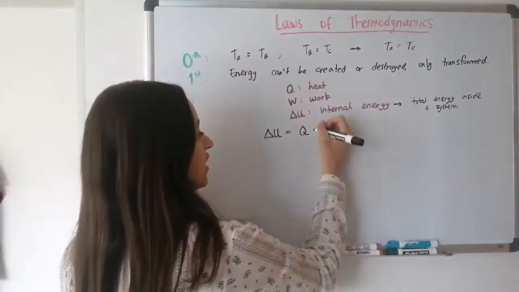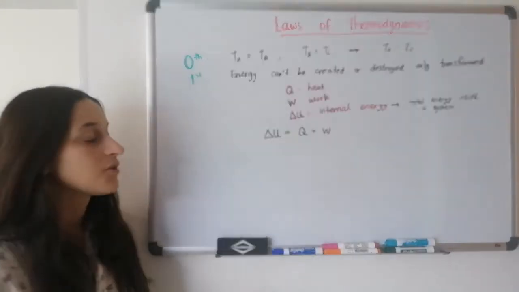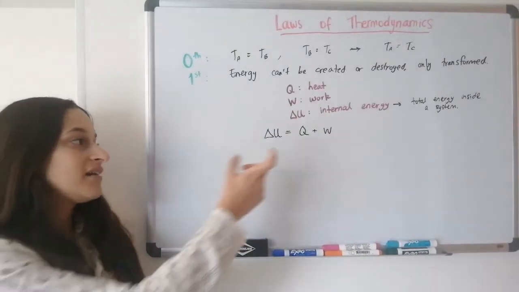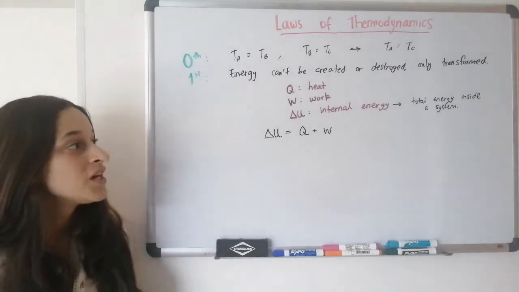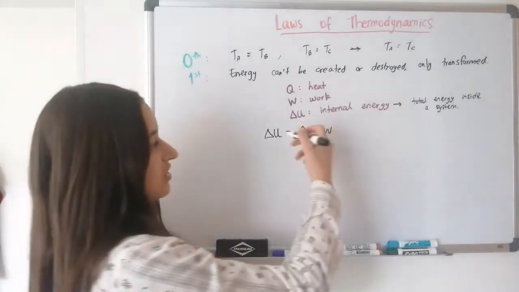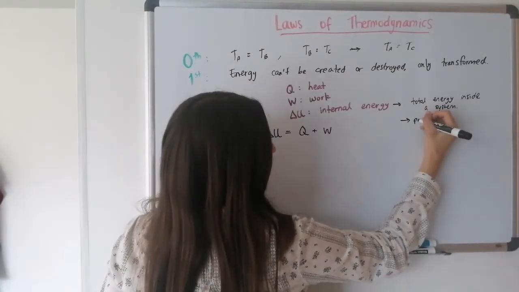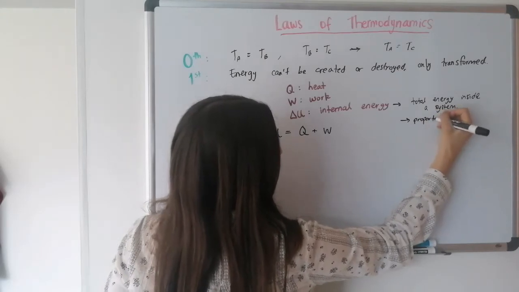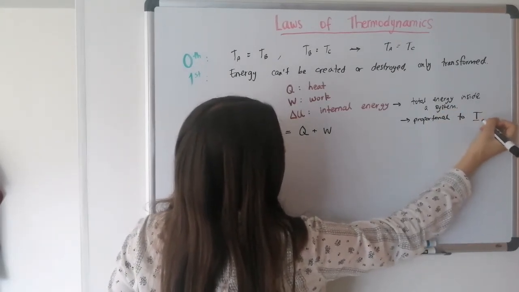So if we add the work that we do on it plus the heat that we put into it, that amount is what is going to change the internal energy. So internal energy in thermodynamics is proportional to the temperature of the system. Proportional to T, the temperature of the system.